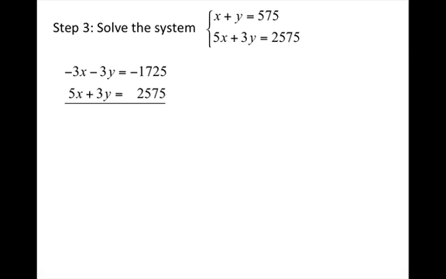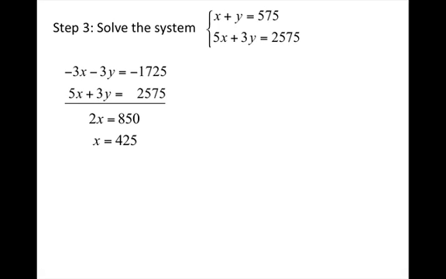When I add these, my y's are going to eliminate. So the negative 3x plus 5x gives me 2x. Negative 1,725 plus 2,575 gives me 850. Now solve for x by dividing each side by 2, and I get x equals 425. That means I sold 425 adult tickets.